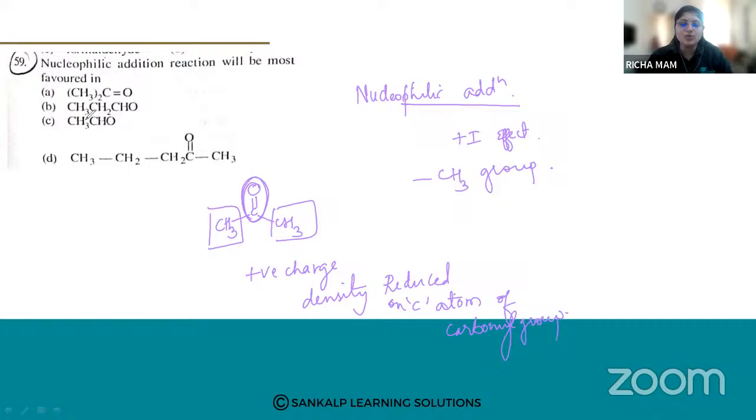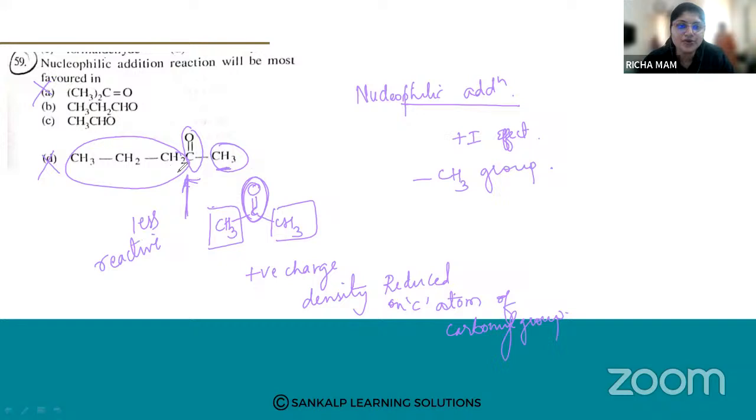Now, if you see this carbonyl group, the bulkier groups are there. That means the attack is a bit tedious. The attack is not easy because there are bulkier groups, so it will become less reactive. So this is also wrong, so option A and option D are discarded. Why? Because in option 4 there are more bulkier groups present, so this particular ketone will be less reactive.